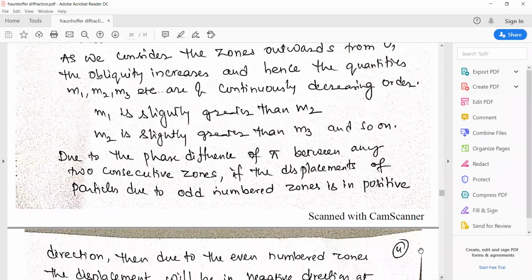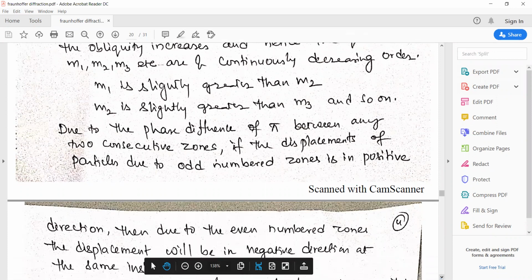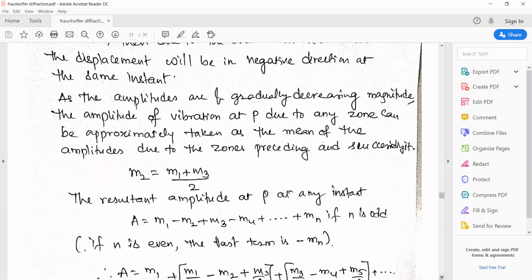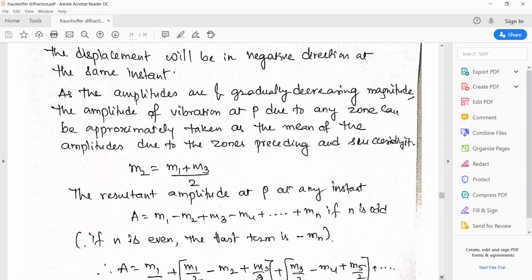Due to the phase difference pi between any two consecutive zones, if the displacement of particles due to the odd numbered zones is positive, then due to the even numbered zones it will be negative. So what he is saying is that if you consider odd numbered zones as always positive, you consider even numbered zones as always negative.